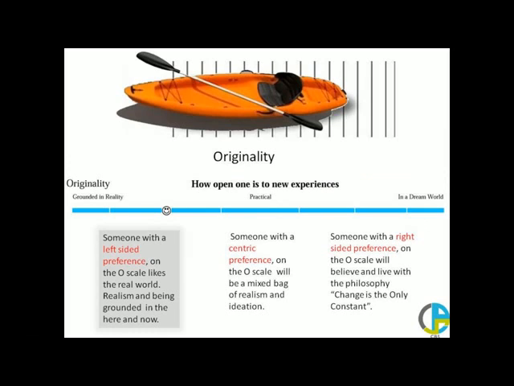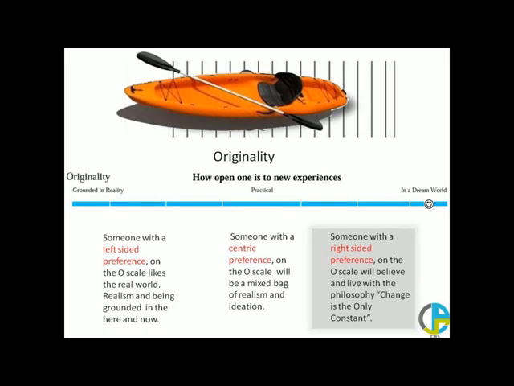Someone with a left-sided preference like yourself on the O scale likes the real world. What you see is what you get appeals to you. You will be realistic and practical while performing any activity. You will find change unnecessary unless there is a real need. You will therefore be risk-averse and will like to stay away from the unknown. You will be attracted to tried and tested and traditional ways of doing things. You may also find yourself comfortable performing repetitive tasks. You will be known as a pragmatist with feet well grounded in reality.